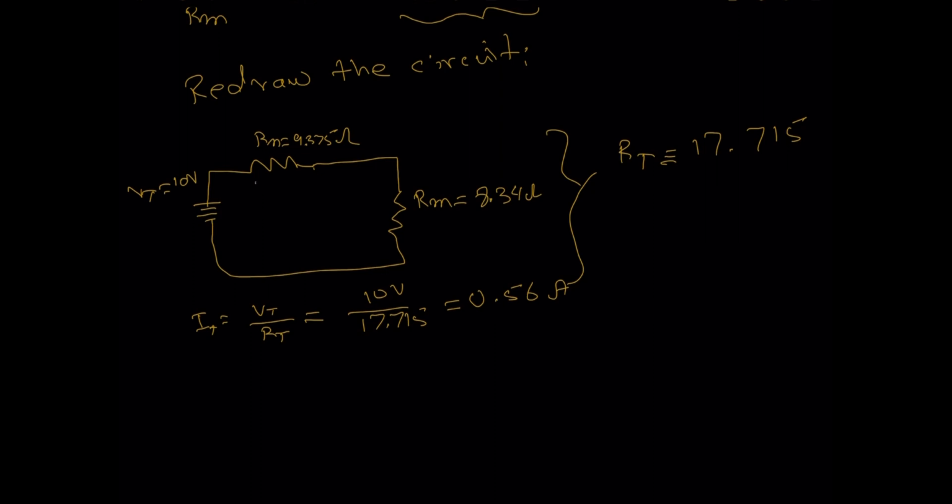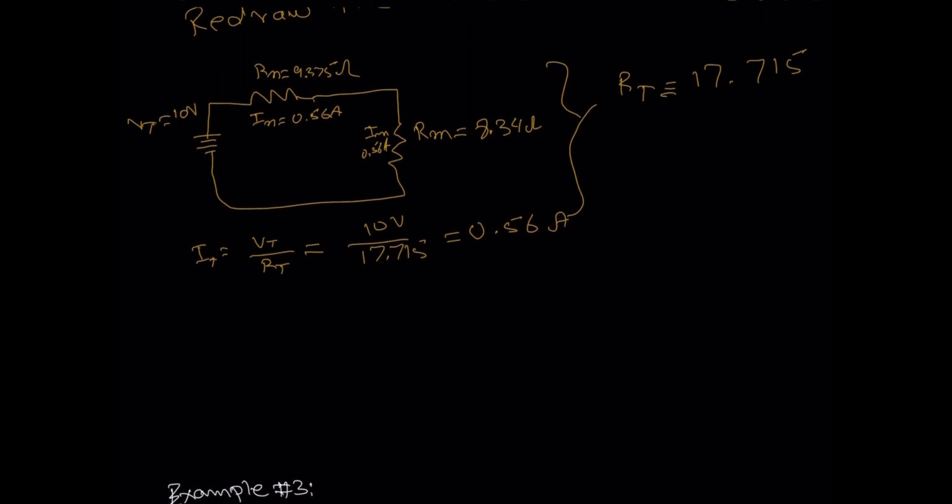So IN will be 0.56 amp and IM will be 0.56 amp, because in a series circuit the current stays the same and the voltage drop is the sum of the individual voltage drops. Okay, so we got I in there. We don't have I1 yet, we don't have I2 yet, but we got IN and IM.